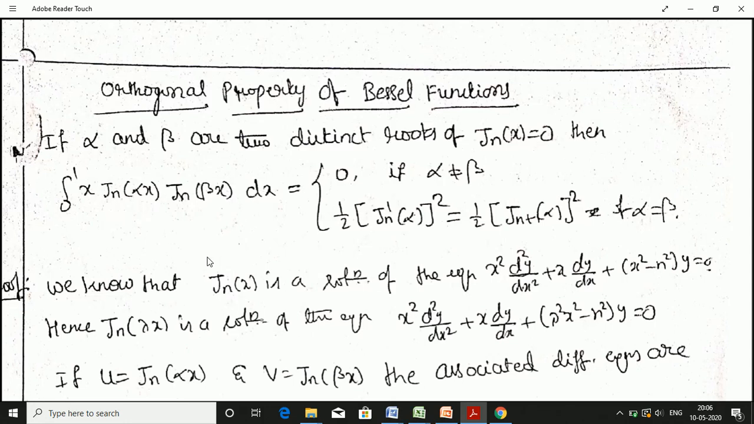Orthogonal property of Bessel function says that if alpha and beta are two distinct roots of Jn of x equal to 0, then integration 0 to 1 x into Jn of alpha x into Jn of beta x dx is equal to 0 if alpha not equal to beta, and half into Jn dash of alpha whole square for alpha equal to beta. But in the examination they are asking only the first part. Prove that integration 0 to 1 x into Jn of alpha x into Jn of beta x dx is equal to 0 if alpha not equal to beta.